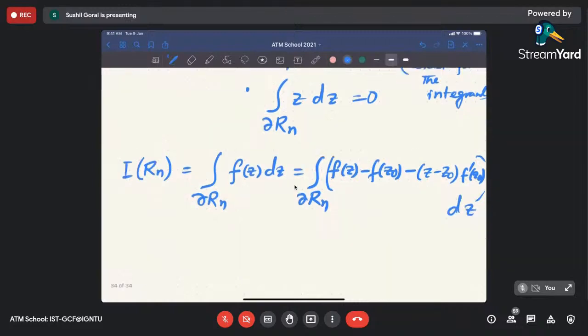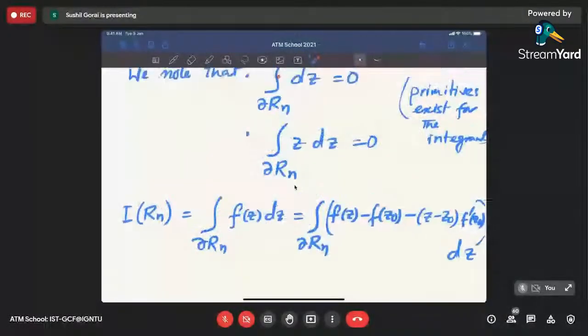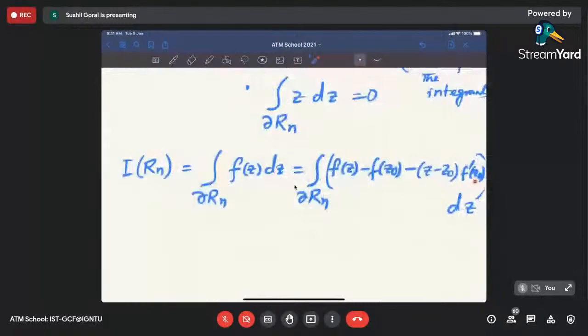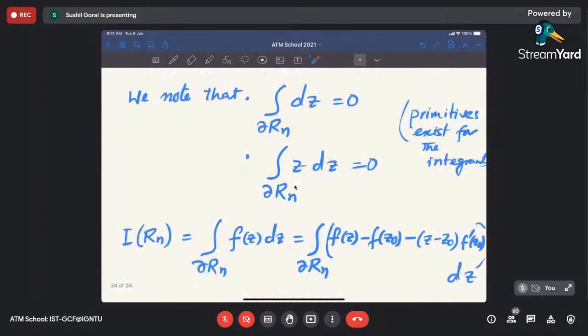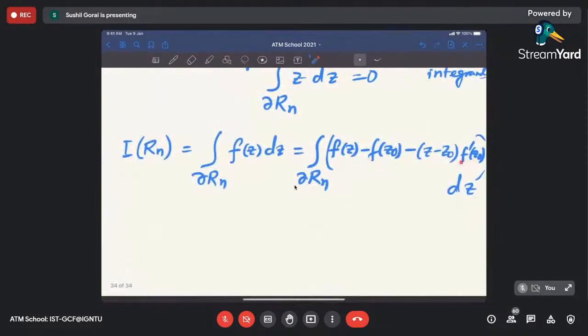All right. So note, what did we do? This is constant. So integration over del Rn of 1 dz means 0 here. And here, z times f prime z naught, f prime z naught is again a constant. So it comes as integration of z dz, which is 0 here. And z naught f prime z naught, both of them are constants. So it boils down to 0. So subtracting these things does not actually contribute anything to the integration. All right.